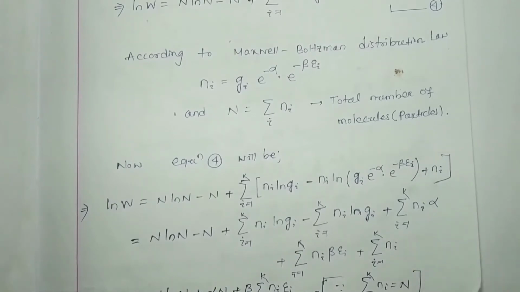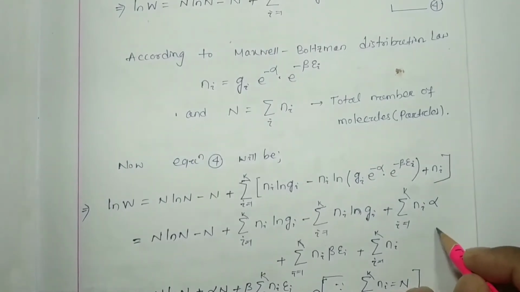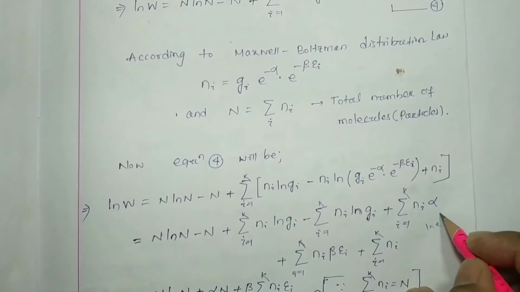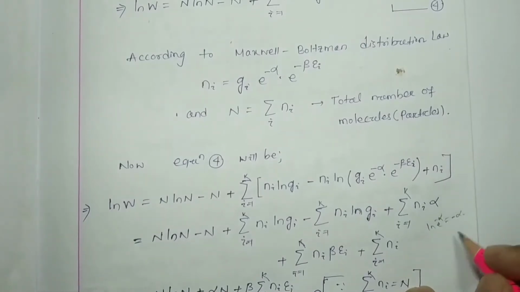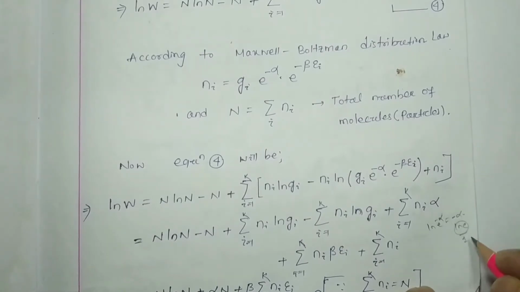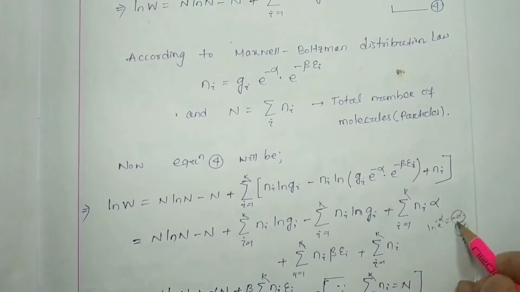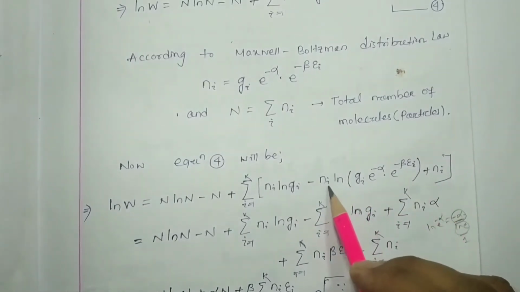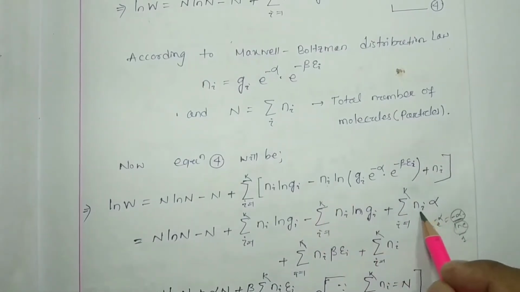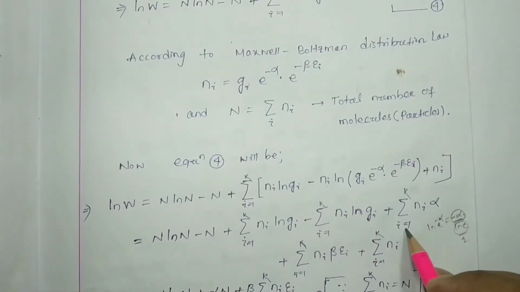How is it? We know that ln e to the power minus alpha will be nothing but minus alpha ln e, and ln e is nothing but 1. So we are going to get only minus alpha. Since the minus is already there, it will be only alpha n_i that is going to be multiplied. So n_i alpha, inside the summation of i equal to 1 to k.